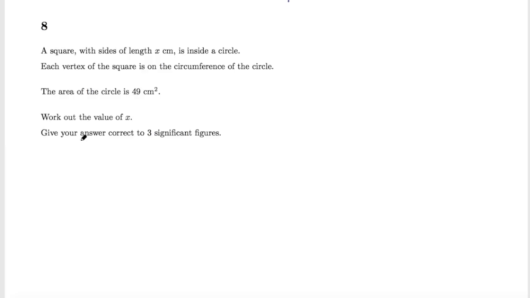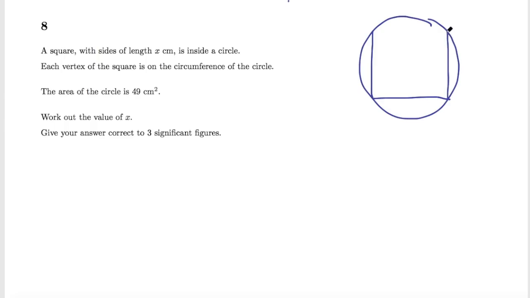Okay, so there's a few pieces of information here we need to extract. The first one is the square is inside a circle. I'm going to firstly do a really rough sketch, excuse me if this is a little bit messy. Okay, so we've got something like this. We've got a circle and a square. And each vertex of the square is on the circumference of the circle. So you can imagine they're just touching there. And the area of the circle is 49 centimeters squared. And that's all the information they give us. We are looking for one side of this square, x.